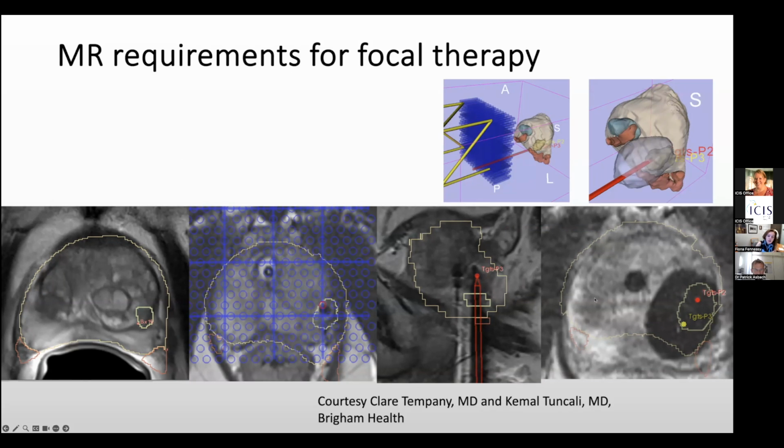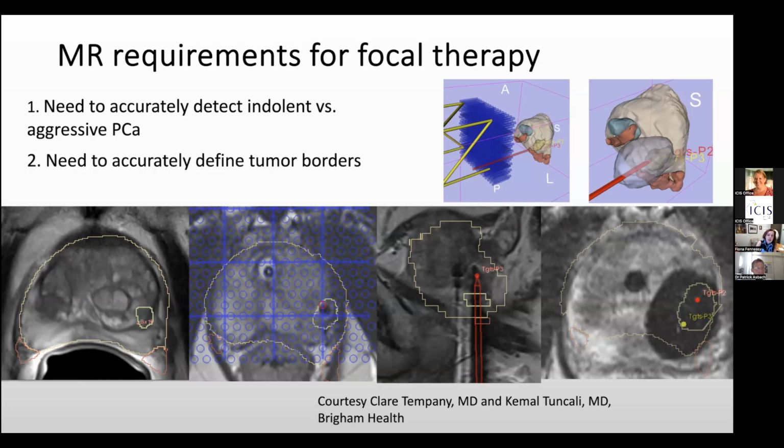But again, you have to be able to see the tumor, potentially its boundaries, and make sure that we go further away from the boundaries to make sure that the entire tumor is treated. So with MR, we need to be able to accurately detect indolent versus aggressive cancer, and then accurately define the tumor borders for it to work successfully, because we know that when we're looking for a recurrence post-ablation, it's usually along the peri-ablation margins that we begin to look. So defining these borders is key.